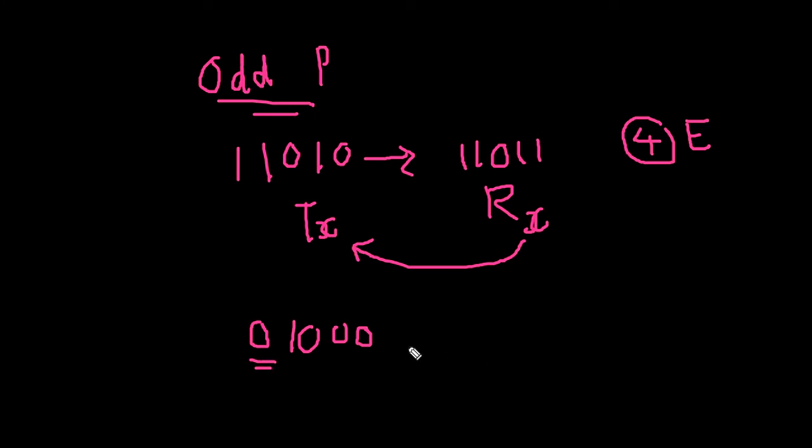This is the logic, whether 0 should be appended or 1 should be appended. If the count of 1 is even, then 1 needs to be appended to the transmitted data, so the resultant parity becomes odd. If the data already has odd parity, as in this example, then 0 needs to be appended.